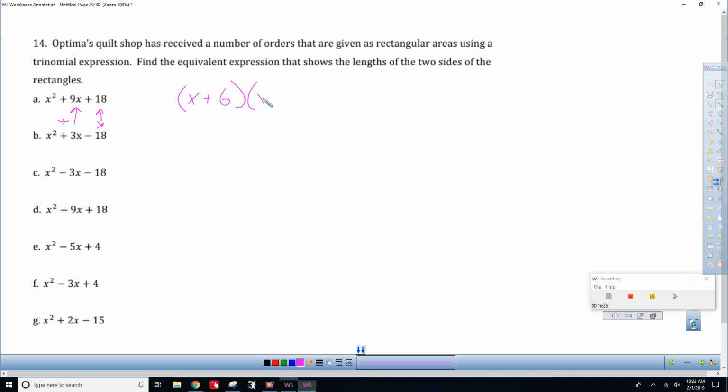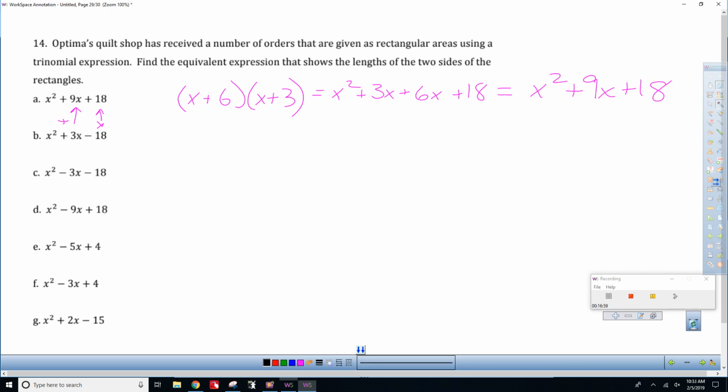I'm not going to do this every time, but let's check our answer. How would you check your answer? FOIL it. Yes, x squared plus 3x plus 6x plus 18. That is equivalent to? Did you factor it correctly? Heck right, you did. Alright, let's go fast now.